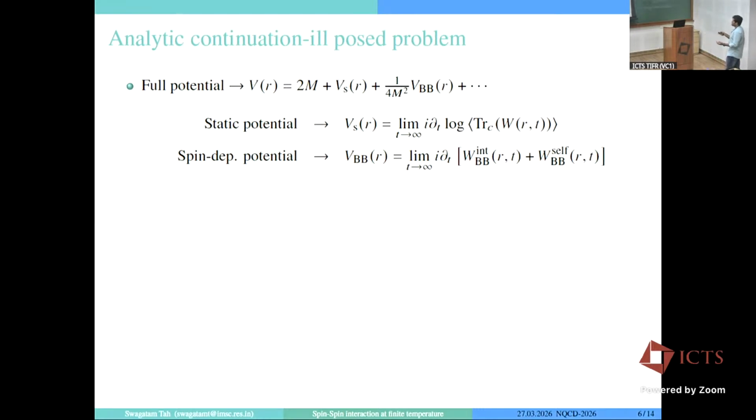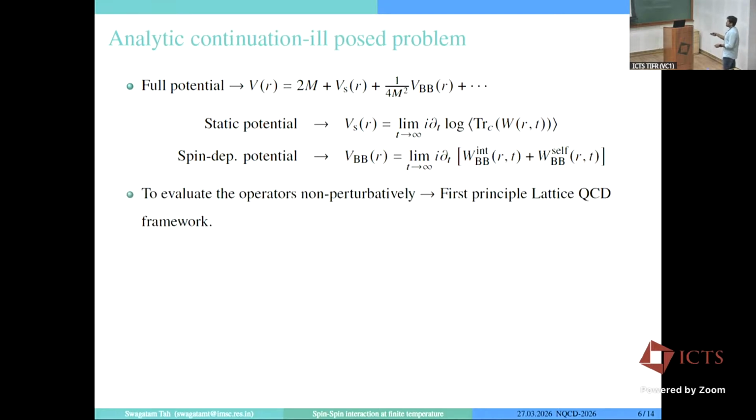The static potential is like you have a quark and anti-quark, but they are just scalar particles, let's say. Now as the spins are introduced, this will incorporate the relativistic effects. The static potential is defined by the log of the Wilson loop. In the next slide I will show you the diagrammatic way. And the spin potential has two components: this is an interaction term, and this is the self energy term of the spin interaction.